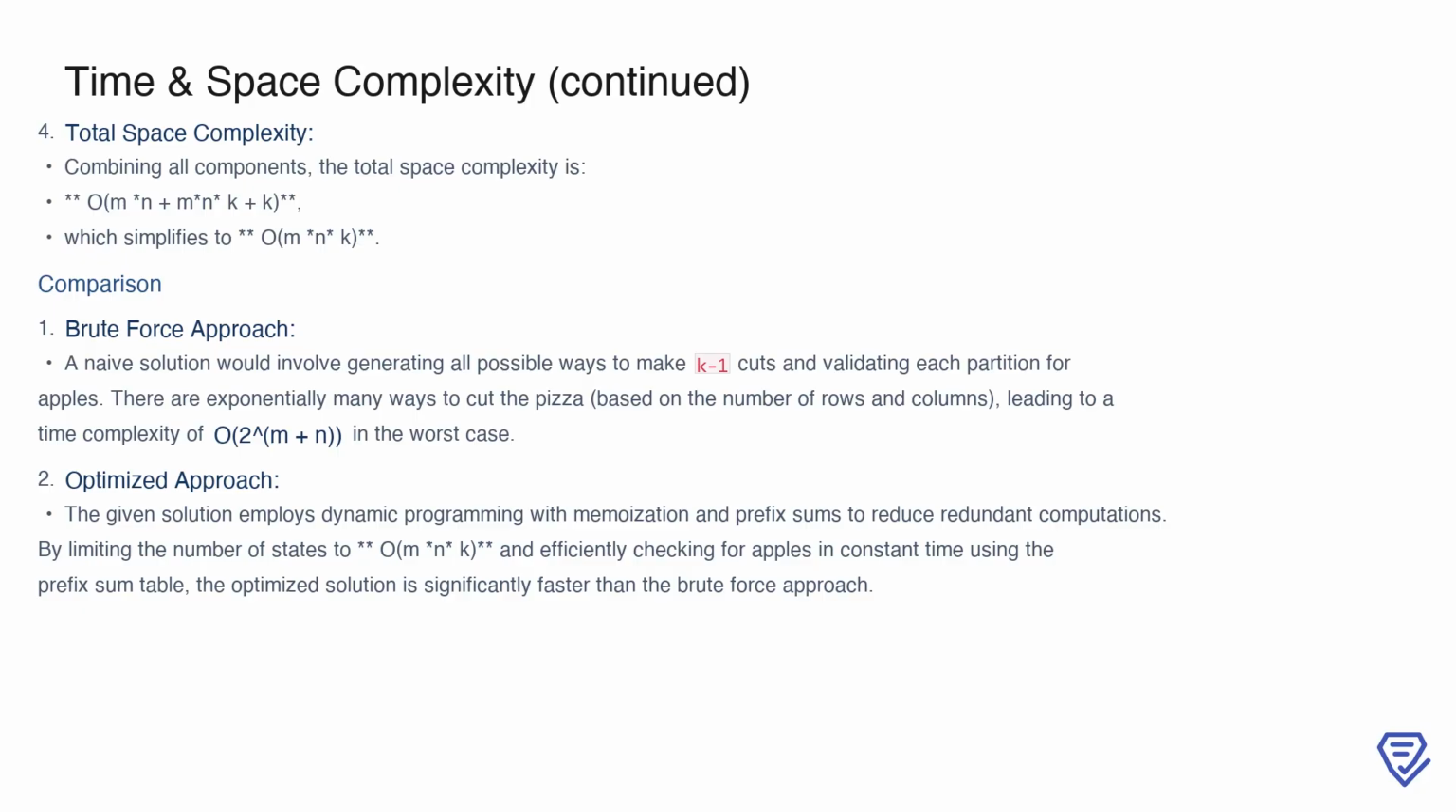In contrast, our dynamic programming approach drastically reduces the number of computations. By leveraging memoization and prefix sums, the number of states is limited to O(m*n*k), and the presence of apples in a subregion is checked in constant time. This transition from exponential to polynomial complexity demonstrates the power of the optimized solution.